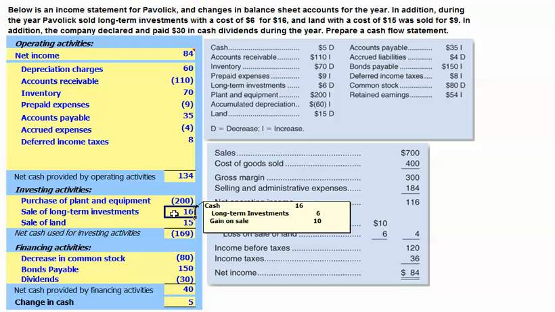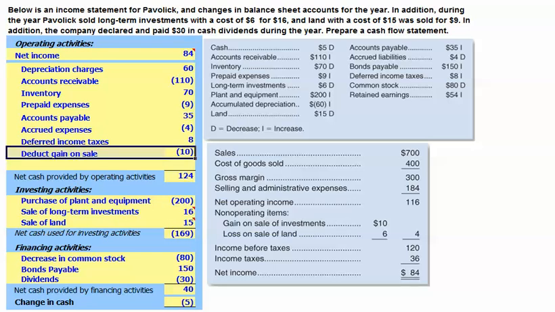That $10 gain on the sale is part of net income. So that's part of our $84 in net income, but has absolutely nothing to do with operating activities. So it increased net income, but doesn't relate to operating activities. So we want to deduct the gain from our operating cash flows. And we can see once again, our cash flow statement will balance.